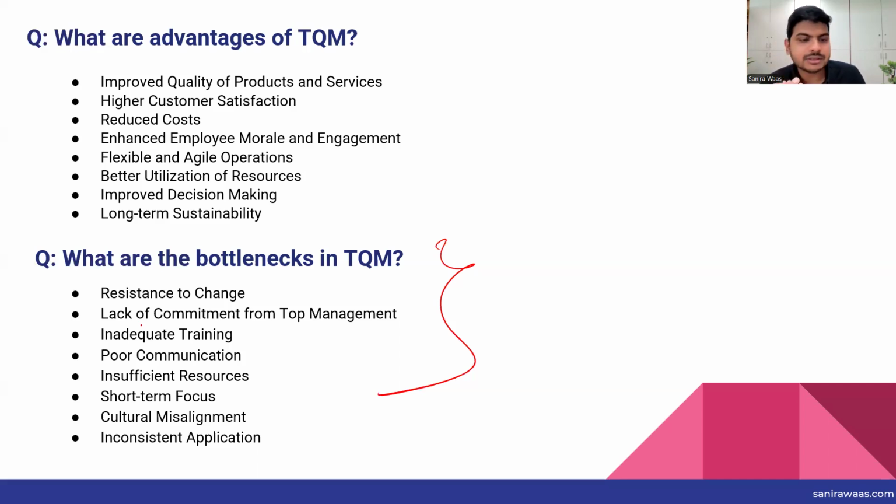Then short-term focus and poor communication. Short-term focus means you introduce something today, and the results are not really impactful, so you feel it isn't needed. But sometimes the impact can take a year or two. So when you are very short-term focused, you lose the morale for this. Likewise, I have given some bottlenecks in TQM. Please do have a look.